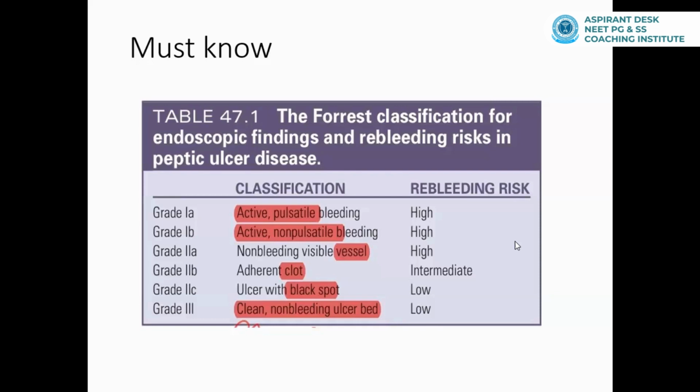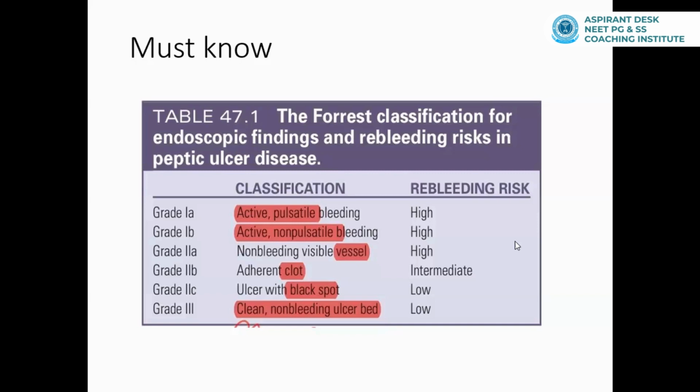The Forrest classification for endoscopic findings and rebleeding risk in peptic ulcer disease. This is based on the endoscopic finding. There are 6 grades. In grade 1, there are 2 subgrades; grade 2, there are 3 subgrades; and grade 3. Based on the rebleeding risk, there are 3 high risk and 1 intermediate to low risk. Grade 1A is active pulsatile bleeding. 1B is active non-pulsatile bleeding. And grade 2 we can subclassify into 2A, 2B, and 2C.